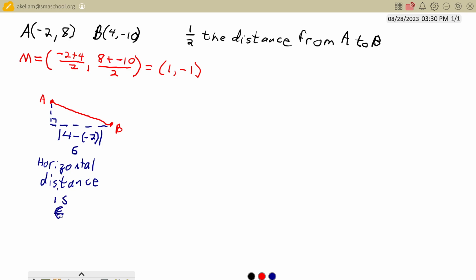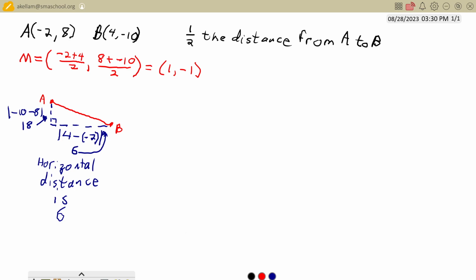Okay. Now we also need our vertical distance, and we find that the same basic way. So my vertical distance is my y values subtracted from each other. So absolute value of -10 minus 8, which is -18. Absolute value makes it 18. And this is that side length, whereas this is that side length. Okay, so we now have those two values.